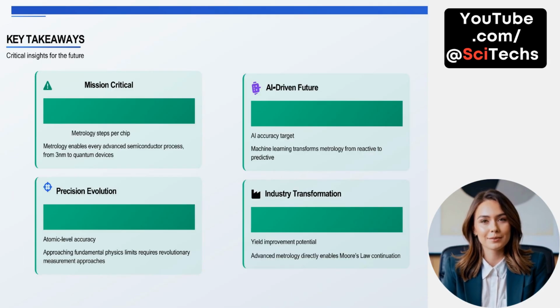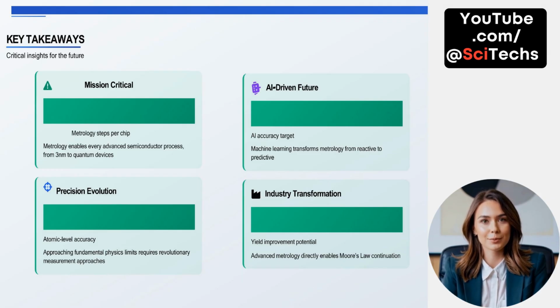Key takeaways. Metrology is now a mission-critical function in semiconductor manufacturing, with hundreds of steps per chip requiring precise measurement. It underpins every advanced process node, from 3-nanometer logic to quantum devices. Without accurate metrology, process control collapses, yield drops, and scaling halts. As devices become more compact and complex, metrology becomes the backbone of reliable production.